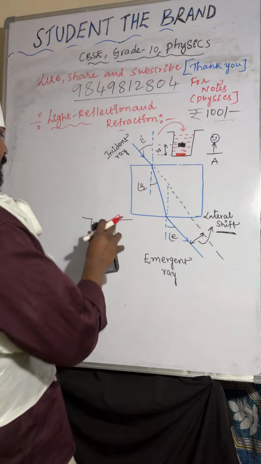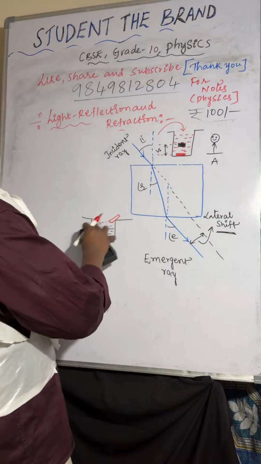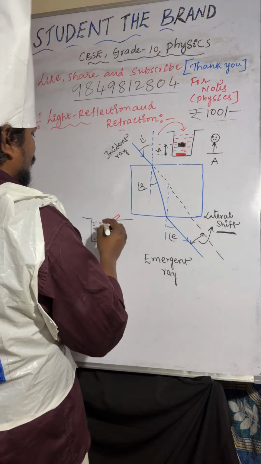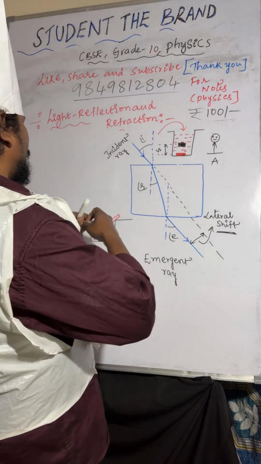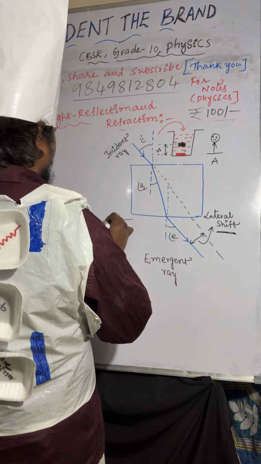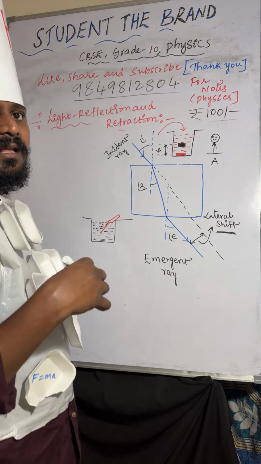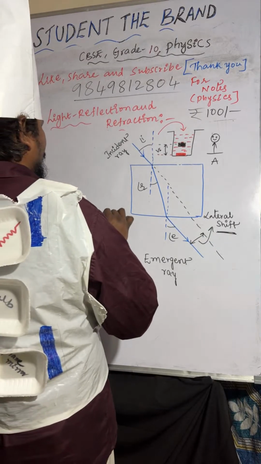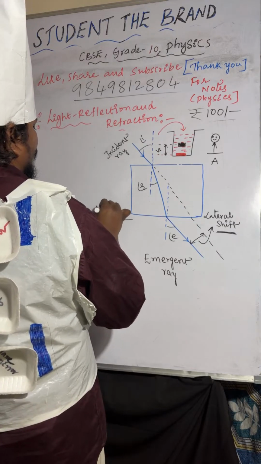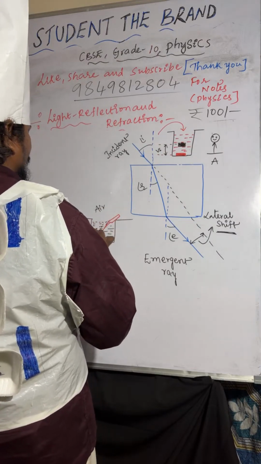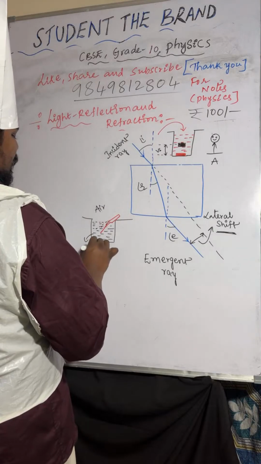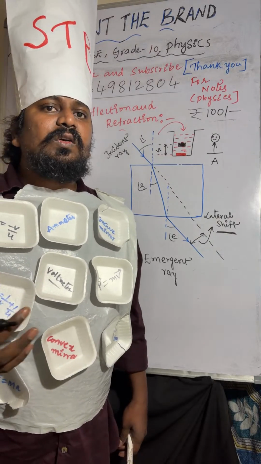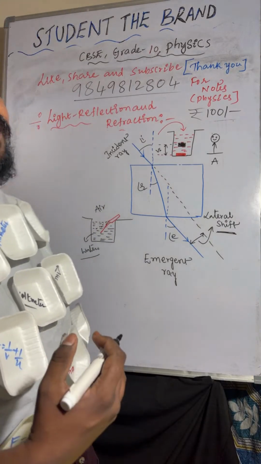The actual position is a little down, like this. The actual position of the pencil is here. Because of refraction of light, the pencil appears to be bent at the interface between air and water. This is the water. So at the interface between air and water, the pencil appears to be bent due to refraction of light.